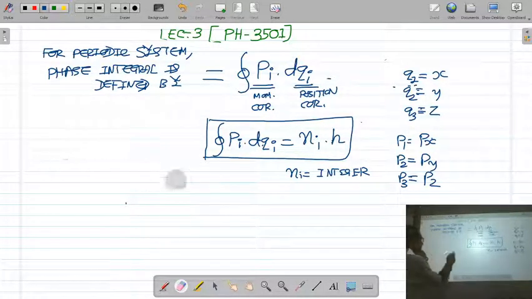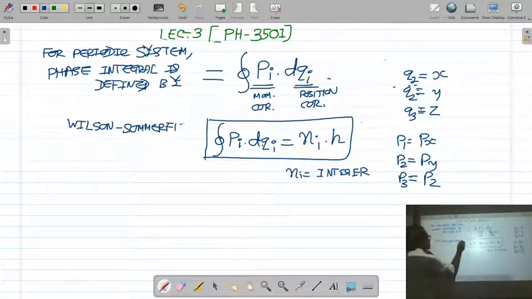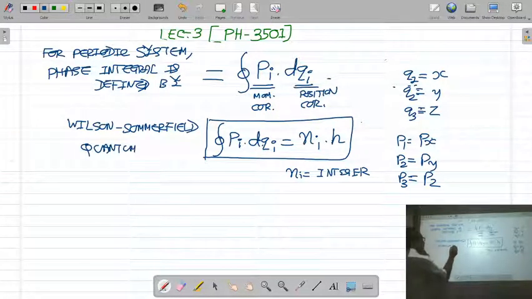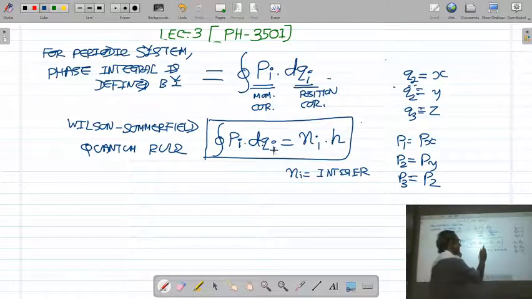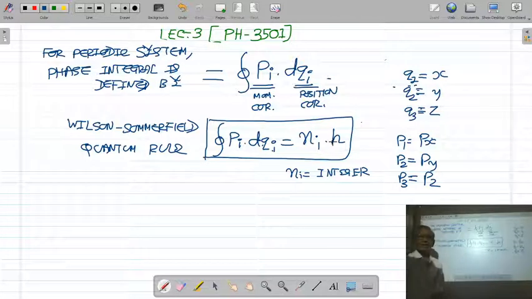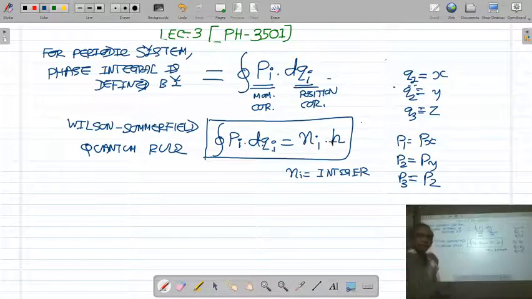This rule is known as the Wilson-Sommerfeld quantum rule: the value of each phase integral pi dqi is an integral multiple of Planck constant h. It is called the Wilson-Sommerfeld quantum rule because it was postulated by the scientist Wilson, and in the following year, in 1915, the same postulate was given by the scientist Sommerfeld.